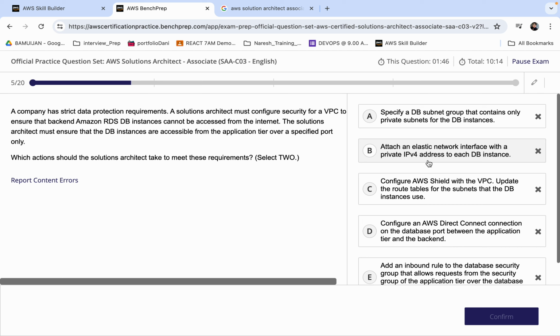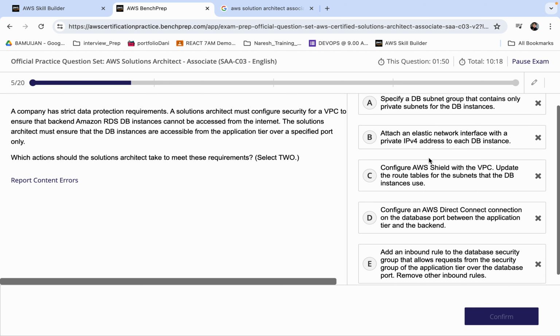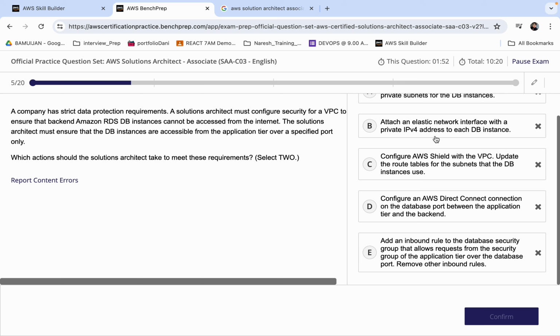Attach an elastic network interface with a private IPv4 address to each DB instance. No. Configure AWS Shield with the VPC. Update the route tables for the subnets that the DB instances use. Configure AWS Direct Connect on the database port between the application tier and the backend.